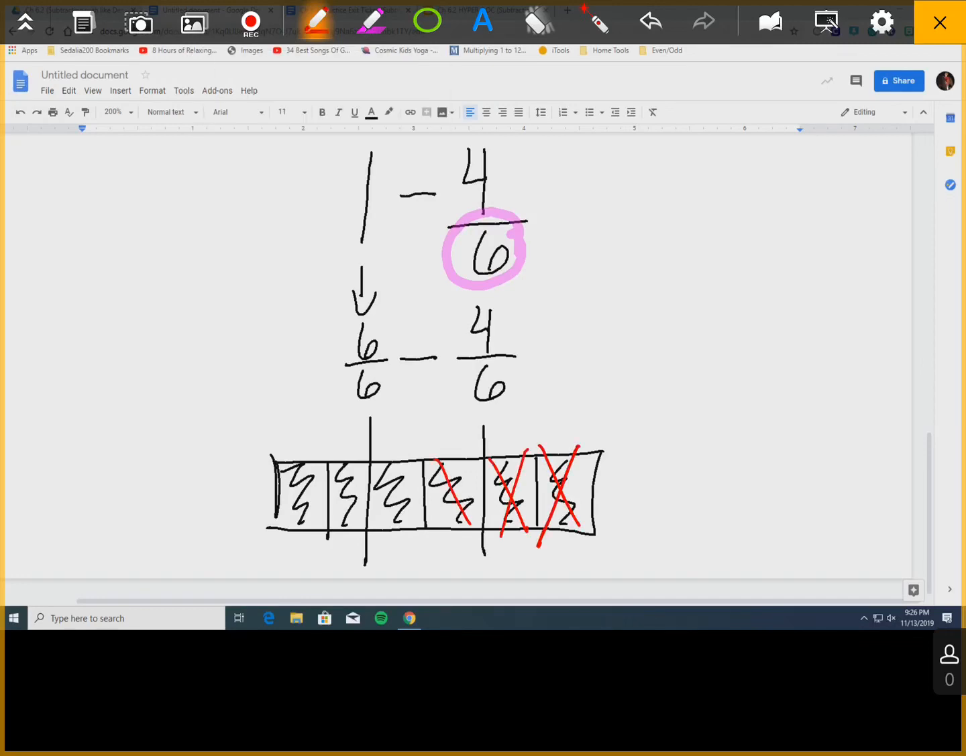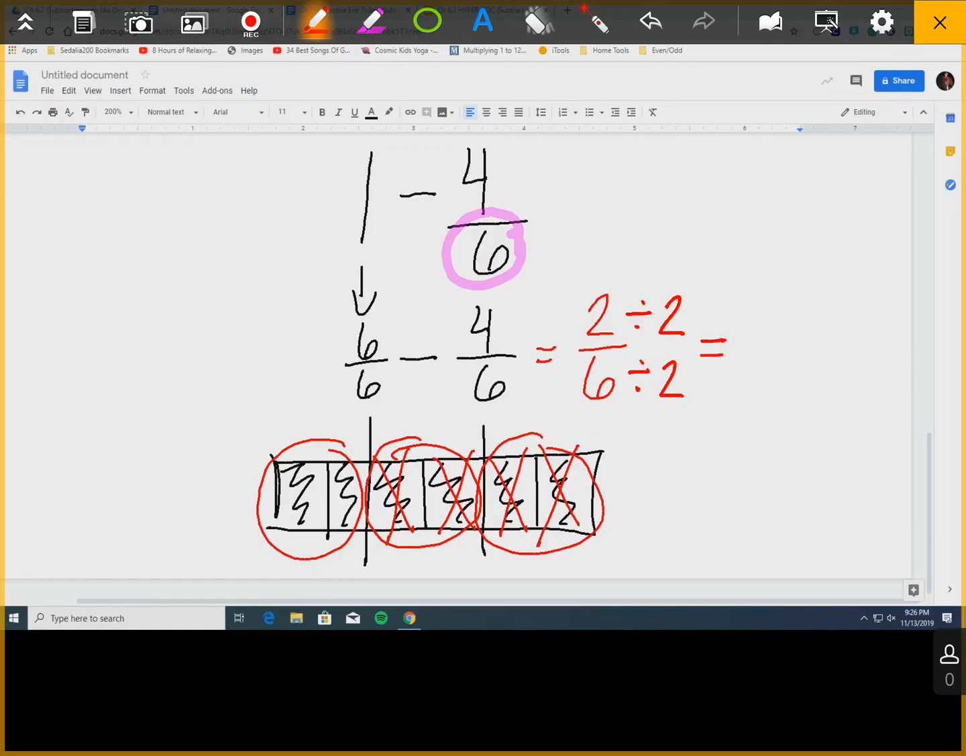1/6, 2/6, 3/6, 4/6. That leaves me with the difference of 2/6. When I look at my difference, 2/6, I see that 2 is a multiple of 2 and 6 can be a multiple of 2. So I'm going to take a look at my model and see that I could group 2 pieces together. So I'm going to go ahead and divide my numerator by 2 and my denominator by 2, and I'm going to get my answer in simplest form as 1/3. So my difference in simplest form is 1/3 remaining.